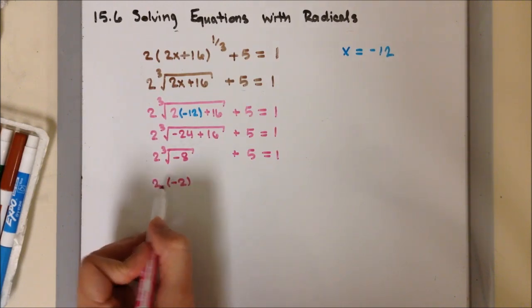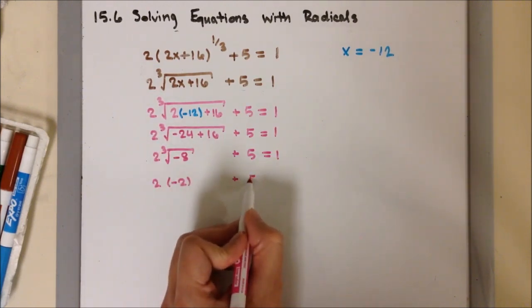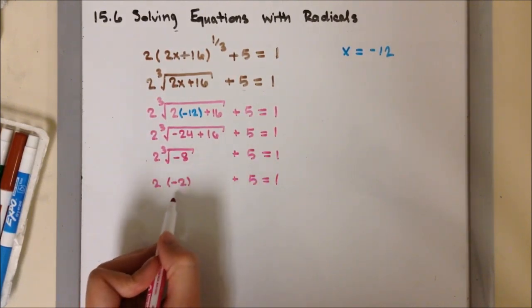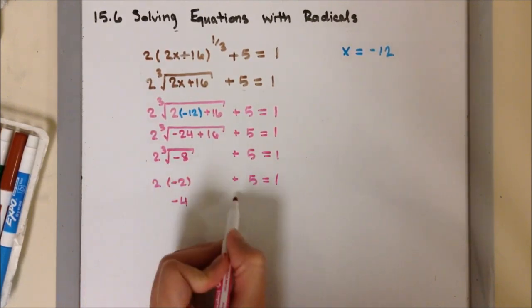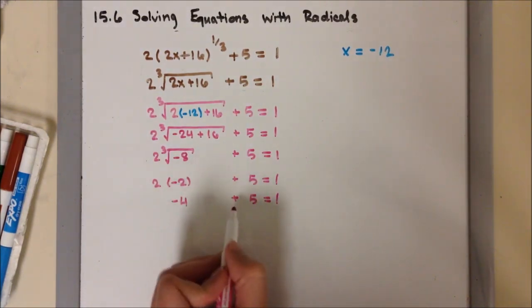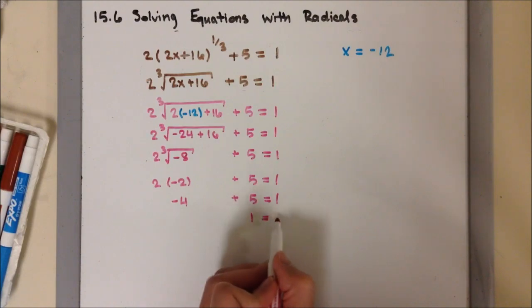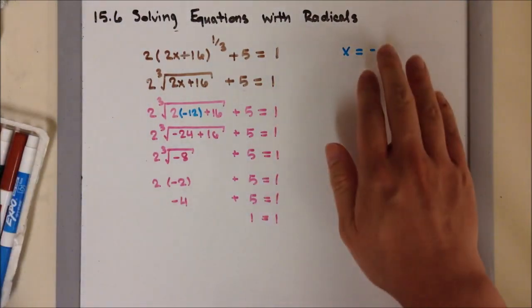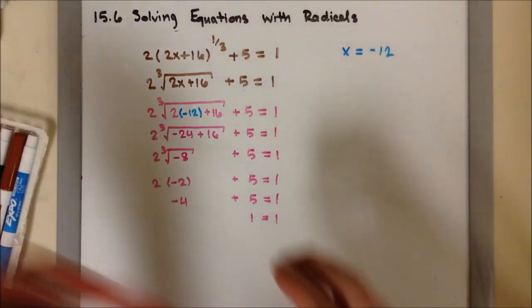Bring down my 2 from the outside, plus 5 equal to 1. 2 times negative 2 is negative 4, plus 5, supposedly equal to 1. Negative 4 plus 5 is 1, which matches the other side. So therefore, negative 12 does work. This will be my final answer.